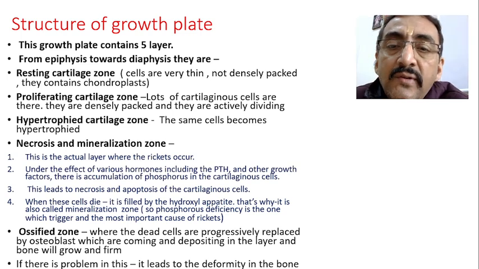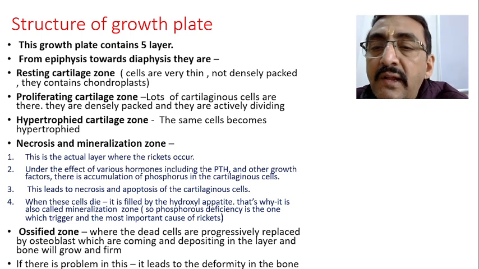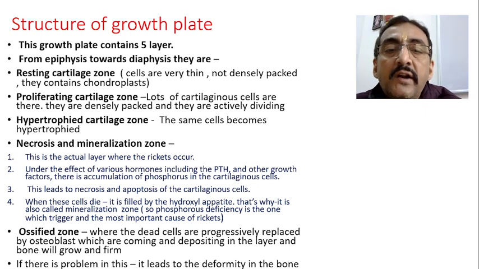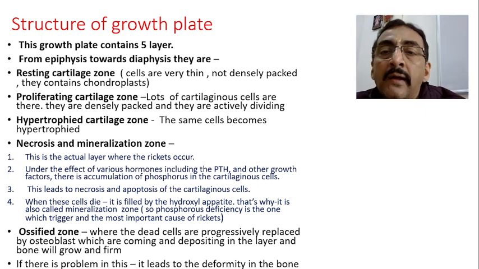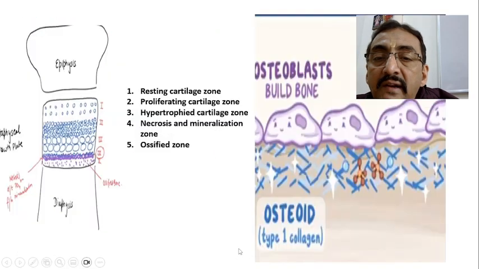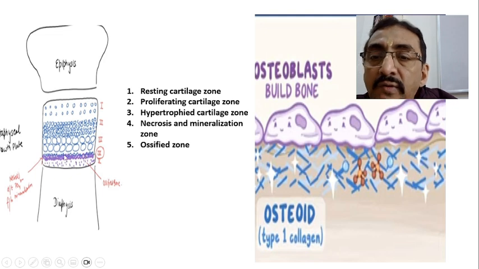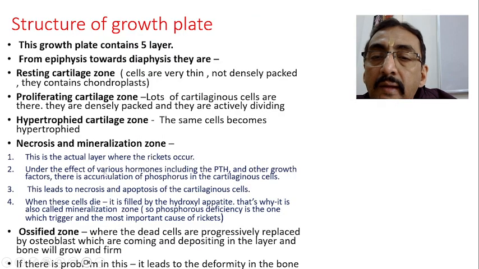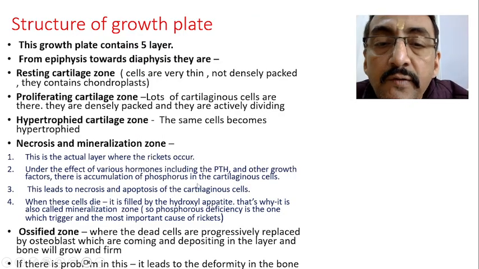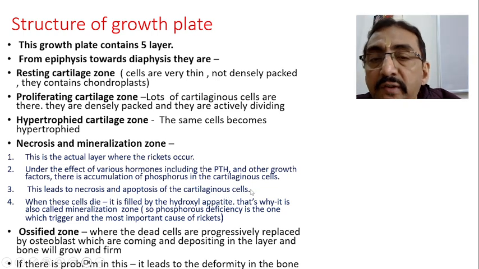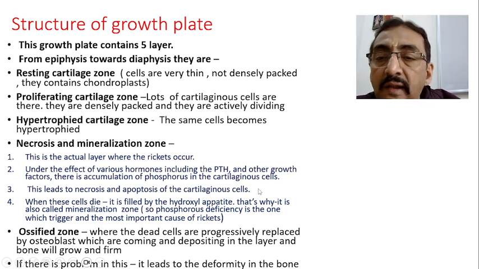Based on the influence of these various hormones, there will be accumulation of phosphorus in the cartilaginous cells. Basically all these are cartilaginous cells itself. Here they are thinly placed, here they are densely placed, and here they are hypertrophied. Because of the effect of so many hormones and growth factors, phosphorus will come and get accumulated in the cartilaginous cells.